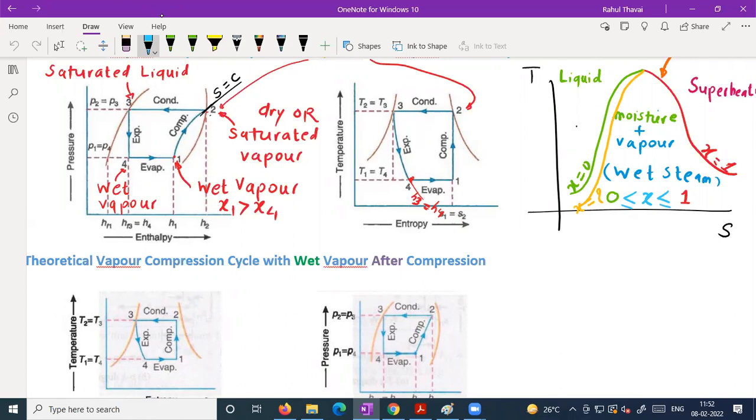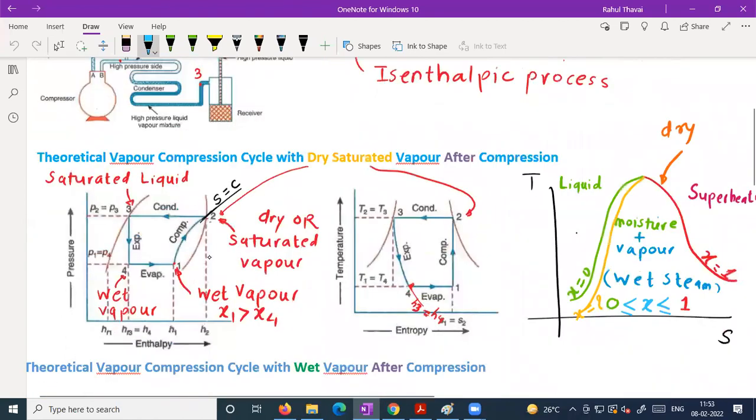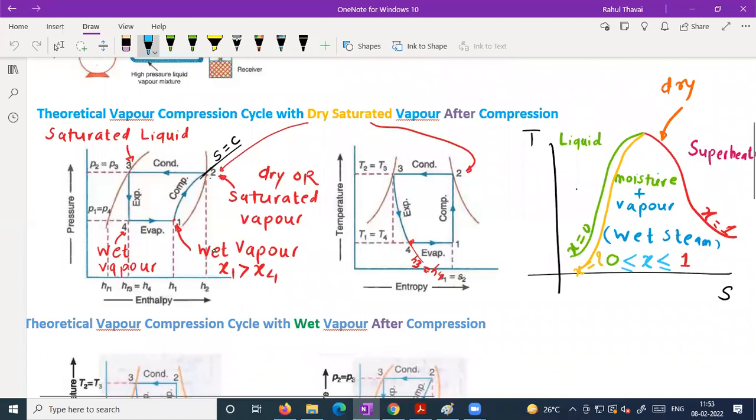So is it okay with this diagram, all of you? Have you understood this diagram? Have you drawn this diagram? Are you able to understand this diagram? Yes, sir.